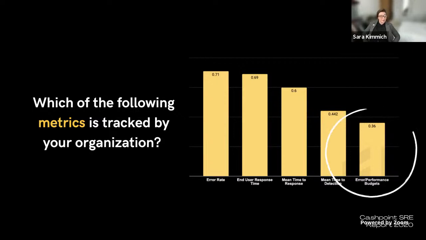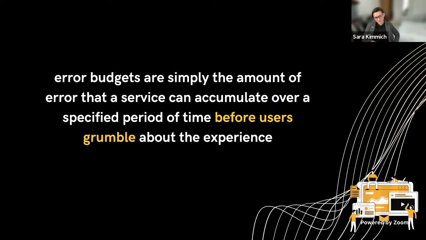And I think that's a problem because error budgets are really the bread and butter of doing SRE well, and making sure that as an organization, laterally, everyone understands what the value is of the development that you're doing. So error budgets are very simply the amount of error that a service can accumulate over a specified period of time before users grumble about the experience.